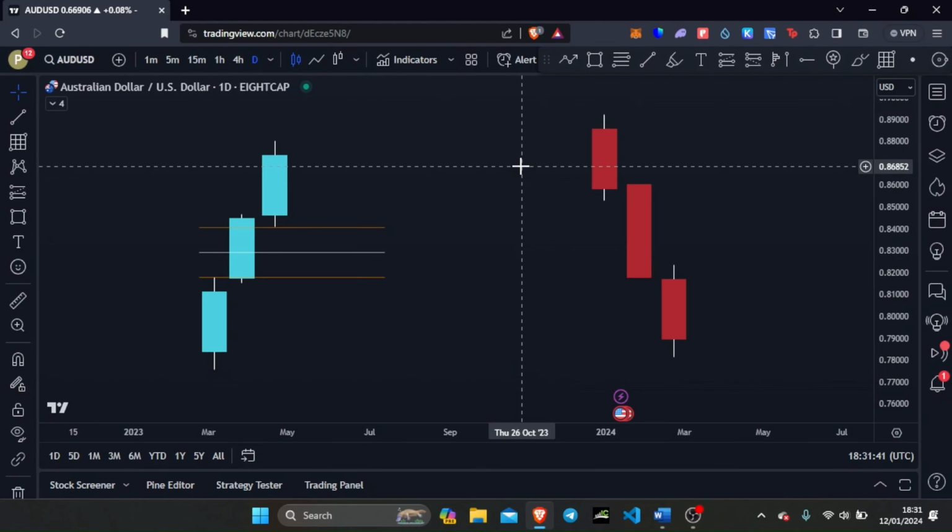In this episode, we're going to be talking all about fair value gaps. What is a fair value gap? How do you spot it? And most importantly, how do we utilize it in our day-to-day trading? Right, so first of all, what is a fair value gap?